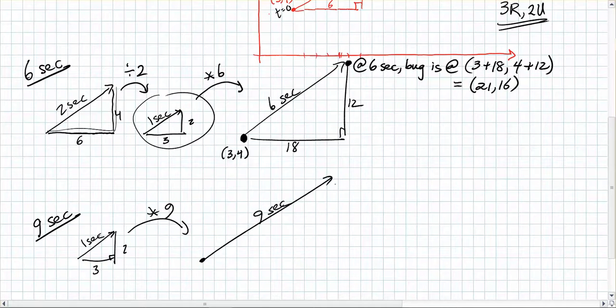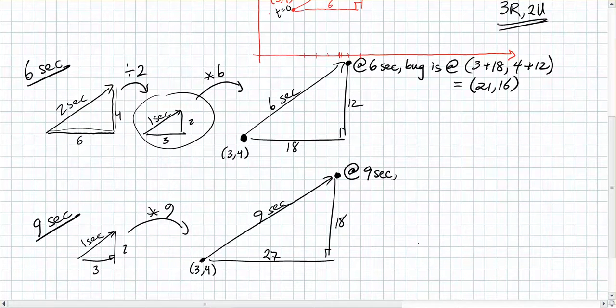I want 9 seconds. So I'm going to multiply everything by 3 to get this similar triangle over here. So, whoops, 9 times 3 is 27. 9 times 2 is 18. And my starting point was 3, 4. So this is at 9 seconds. The bug is at: I was at 3, and I went over 27. And then I was at 4 for the y, and I went up 18. So I ended up at 30, 22. Or the bug did, anyway. Okay.